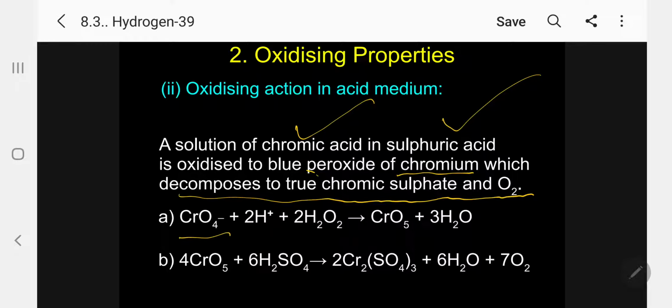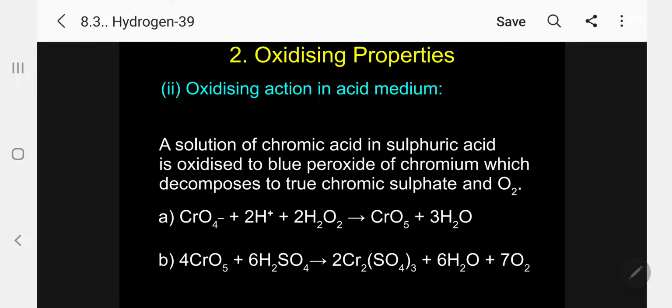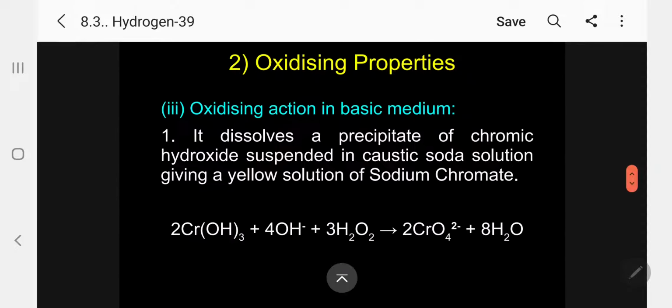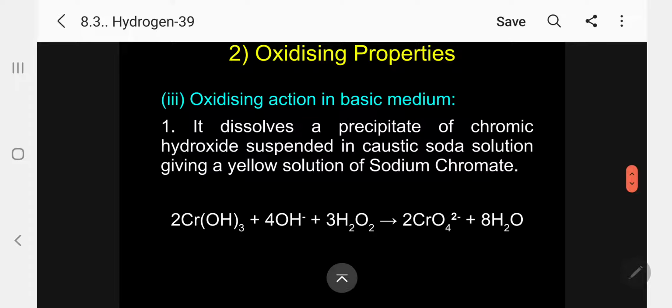Chromate, potassium chromate, for example, in acid medium, hydrogen peroxide undergoes oxidation to CrO5, oxidizing, whereas hydrogen peroxide undergoes reduction to water. This CrO5 in the presence of acid medium is converted to chromic sulfate. So the corresponding water is formed. So this is the oxidizing action in acid medium example. The next one, third one, oxidizing action in basic medium.